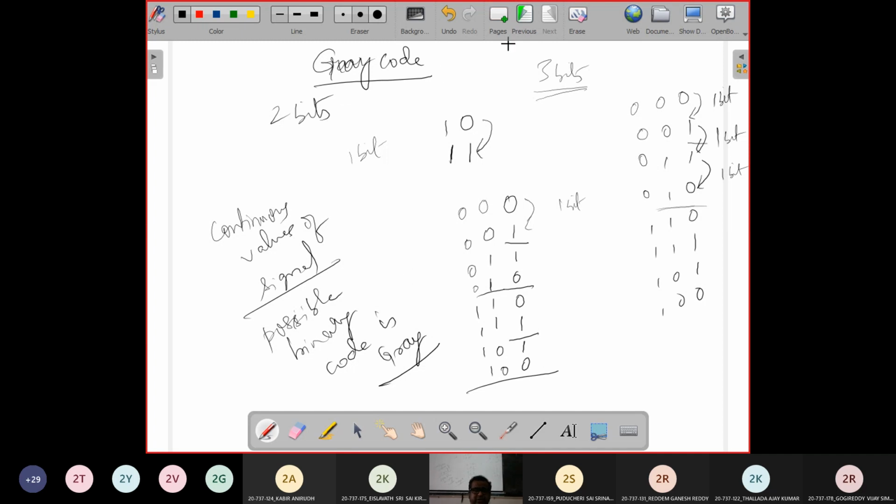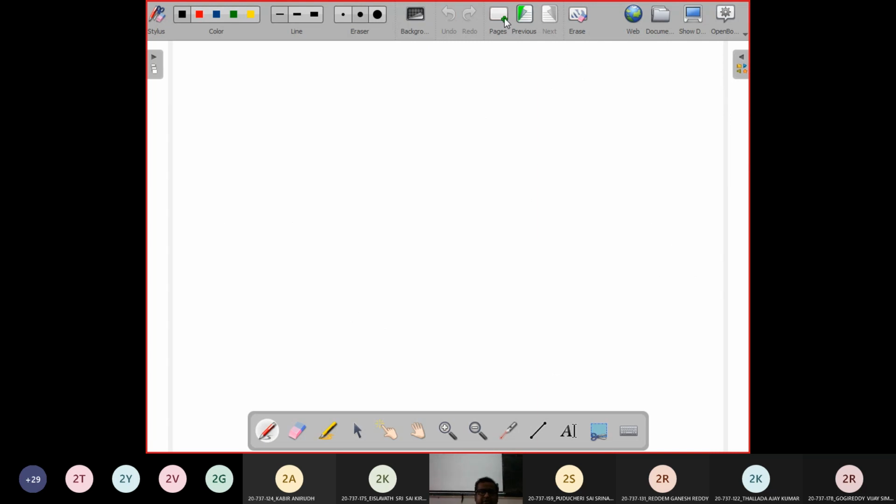Am I clear with that understanding? Say for example, I want to write a gray code for 4 bits. How do you do that? Start with the least significant column. Start with 0 followed by 1. Take the mirror image, 1 followed by 0. Take the mirror image, 0 followed by 1. Followed by mirror image, 1 followed by 0. Mirror image, like that. You are following?